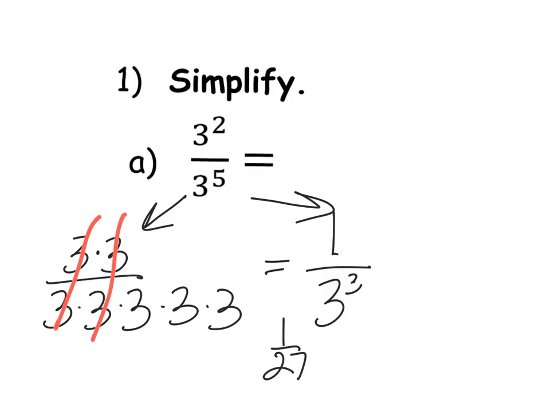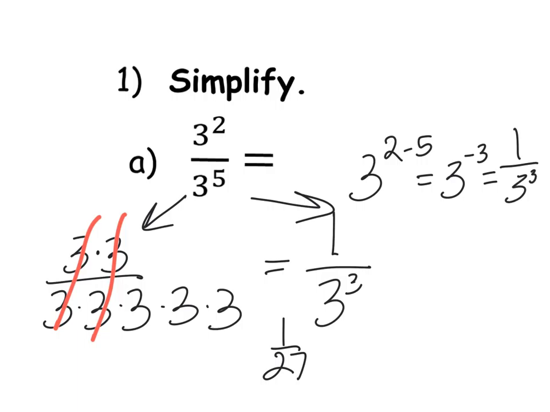The other option you have is to subtract: 3 to the 2 take away 5. What is 2 take away 5? Negative 3. How do I write a negative exponent? 1 over. So you're going to get the same answer. You just have to decide which way you like best.